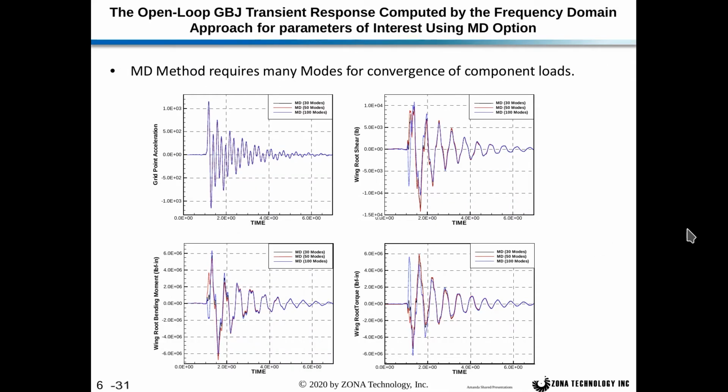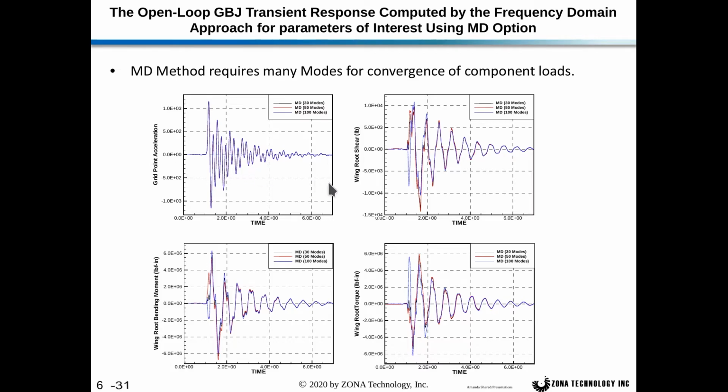So now we'll compare these options. First we'll look at the mode displacement. So the mode displacement method requires many modes for the convergence of component loads. So what we're doing here is comparing the mode displacement method using 30 modes, 50 modes, and 100 modes. Now with the grid point acceleration, 30 modes is already enough. You can see the 30 modes, 50 modes, and 100 modes all lie on top of each other. We get the same answer. So for just measuring grid point acceleration, 30 modes is adequate.